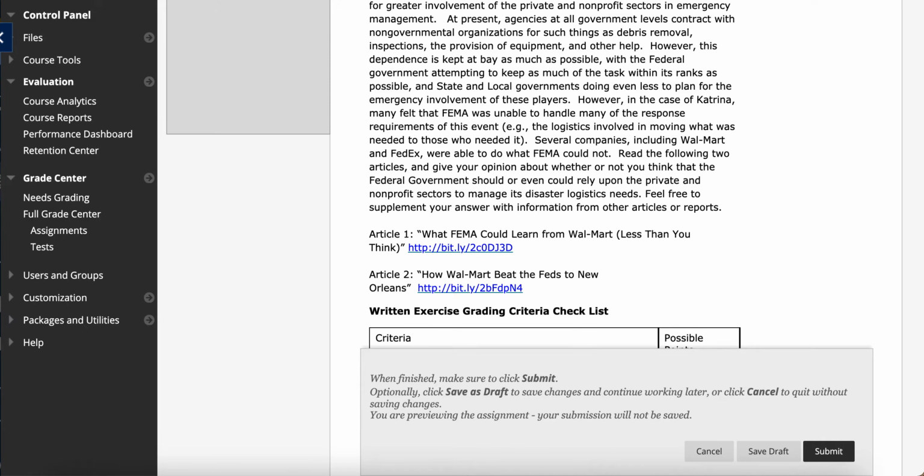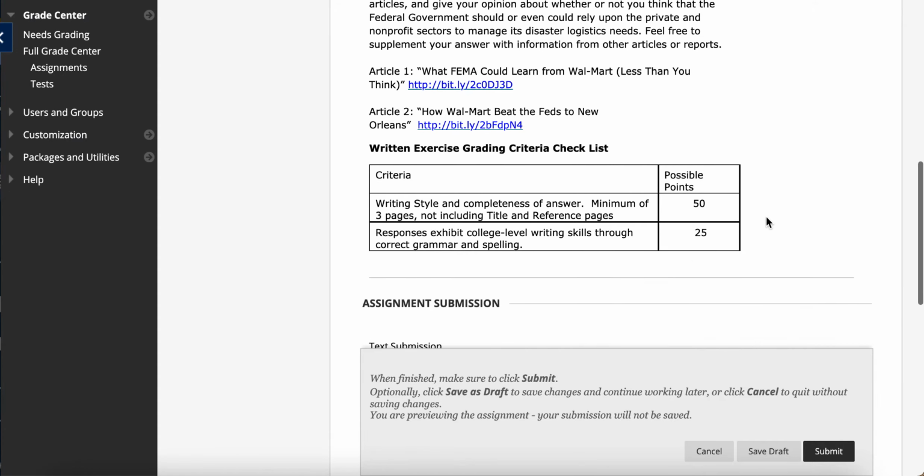So I'm looking forward to hearing your response to this. Remember, there is a grading criteria for this. I need you to have a minimum of 3 pages of content. I think it will take 3 pages in order to meet the standards of what I'm asking you. So 3 pages, and that does not include a title page and a reference page, and that's 50 points of the grade. And then 20 more points are for your writing skills at a college level with correct grammar and spelling.